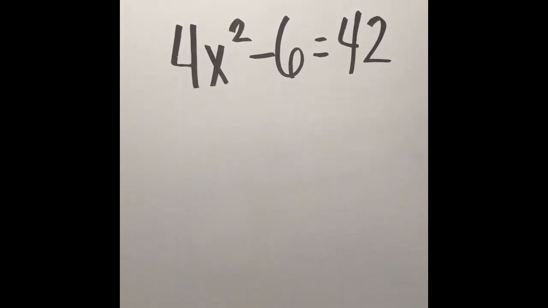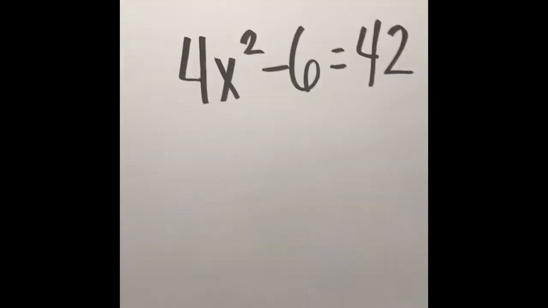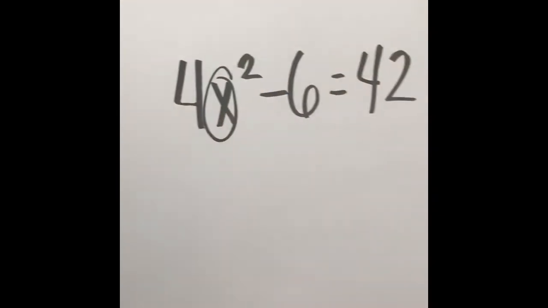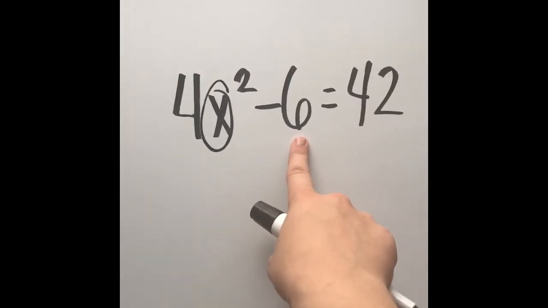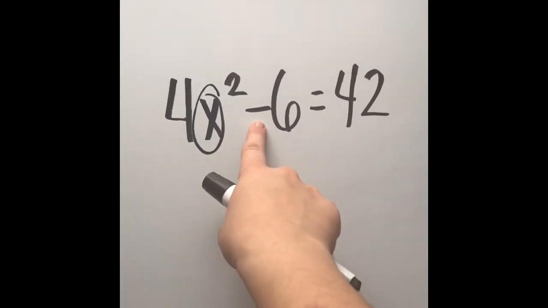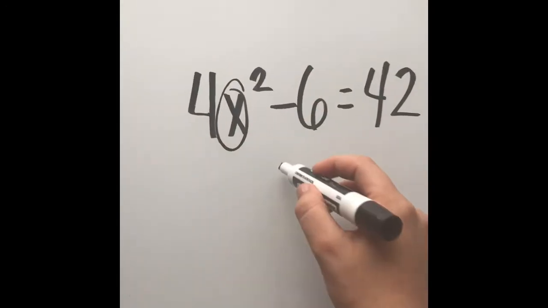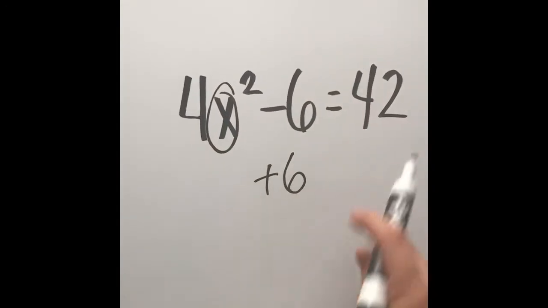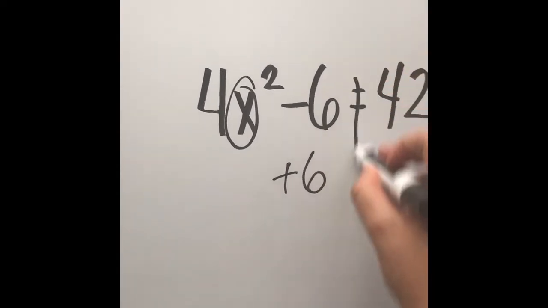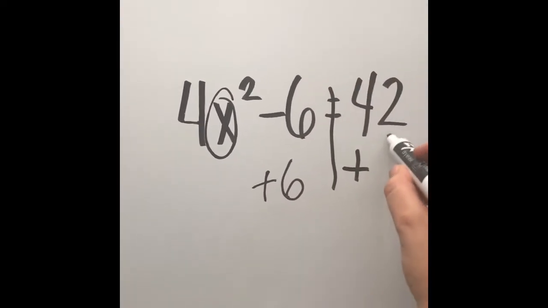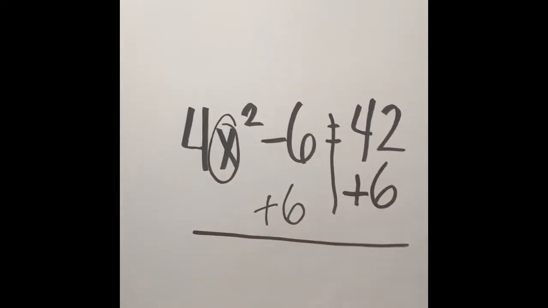To get x all by itself, first we move the thing that doesn't have an x. The thing that doesn't have an x is the 6. So we do the opposite of a minus 6, which is plus 6. That's called inverse operations. Whatever we do to one side of the equal sign, we have to do to the other, so we're going to add 6 to both sides.